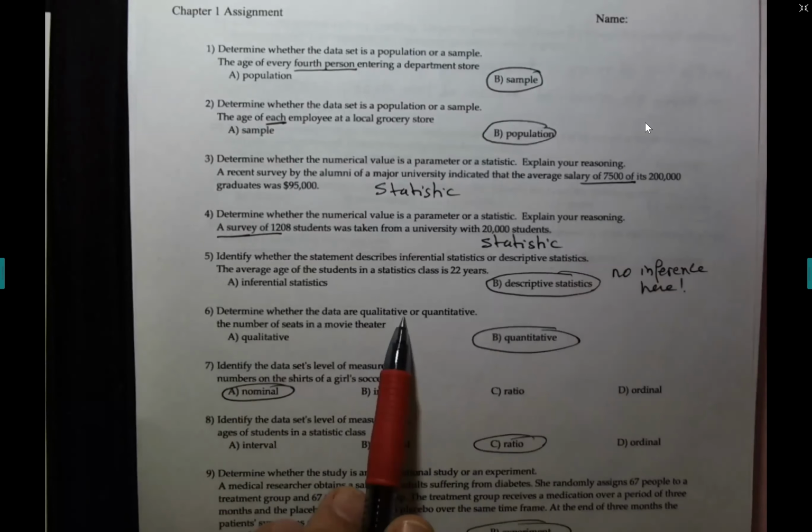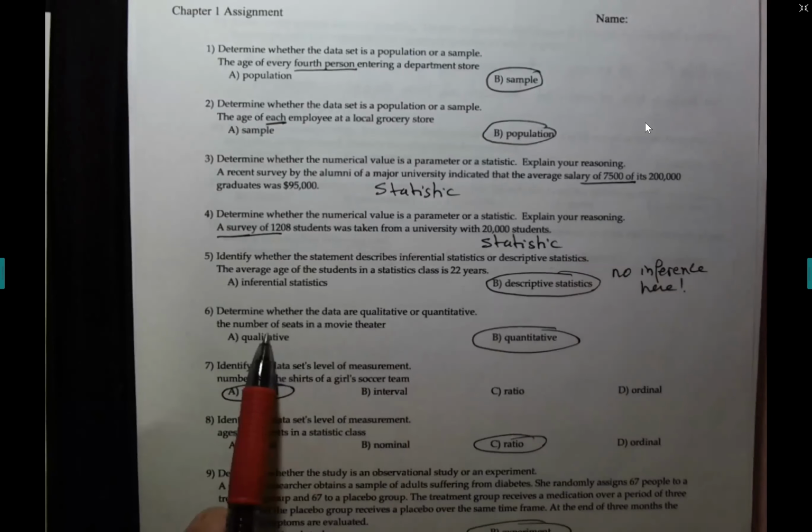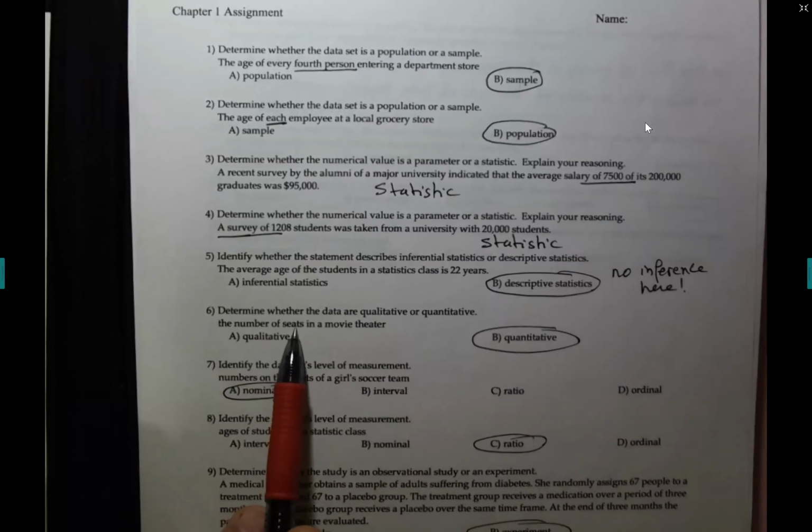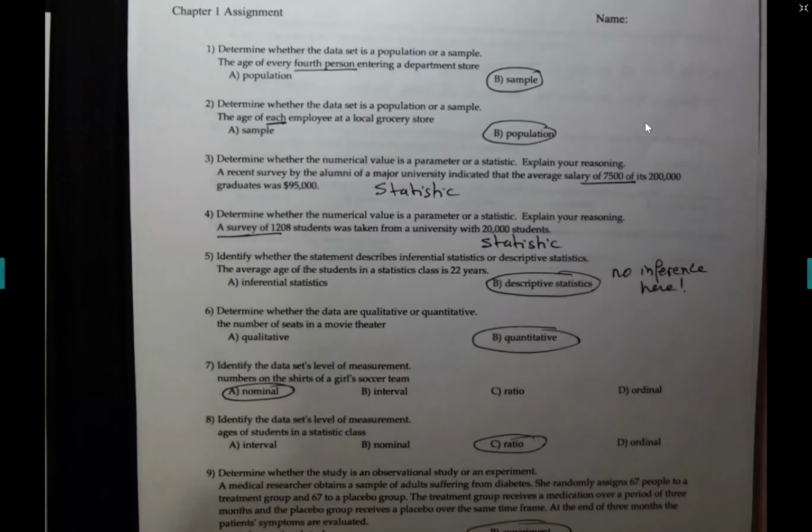Determine whether data is qualitative or quantitative. I was surprised that some students put qualitative on this one. Number of seats in a movie theater. If this is something that you can count, yes, it is quantitative. It's a quantity: 10 seats, 15 seats, 30 seats. So that's quantitative.